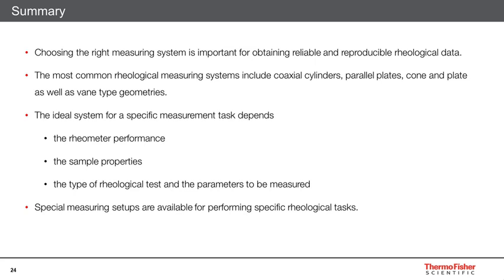Which is the ideal system for a specific measurement task depends on several things. This includes the rheometer performance, or to be more precise, the measuring range for torque and rotational speed, the sample properties such as viscosity, particle size, and the tendency towards slippage, and the type of rheological test you want to perform and the parameters you want to measure. This can include temperature ramp experiments and measurements of the first normal stress difference.